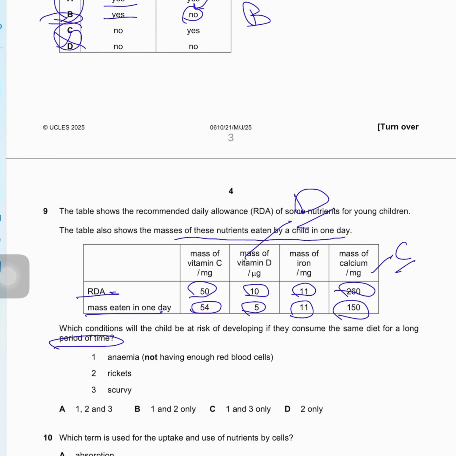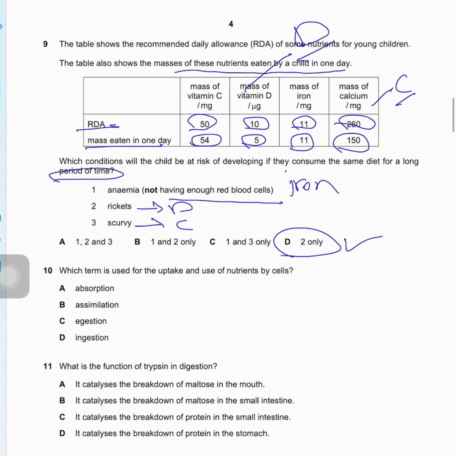So remember, anemia, not having enough red blood cells, is only related to iron. Rickets and scurvy: rickets is for vitamin D and scurvy is for vitamin C. So what is he lacking? Vitamin D. So what's your answer? D, rickets only. Okay. Next, because he is lacking vitamin D, as we said.